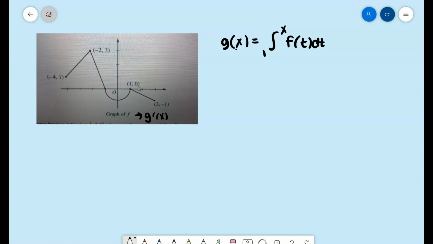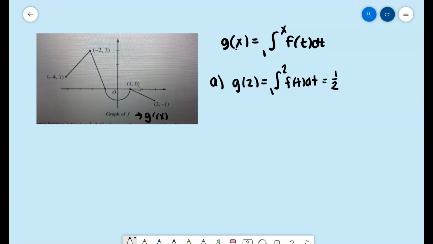Part A says find the values of g of 2 and g of -2. So what we're going to do is find g of 2. So basically that means everywhere you have an x, it becomes a 2. So it's the integral from 1 to 2 of f of t dt. So we just investigate that graph, and we go from 1 to 2 on our graph. So what we'll notice is that's a small triangular region. So the area from 1 to 2 is a triangle.